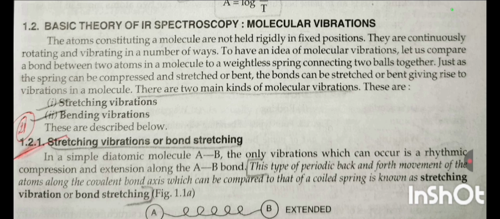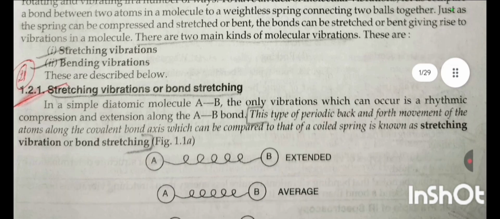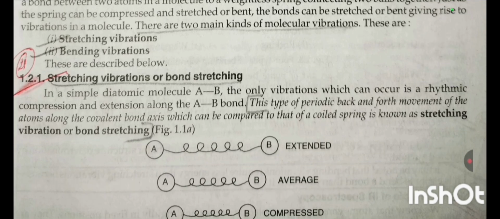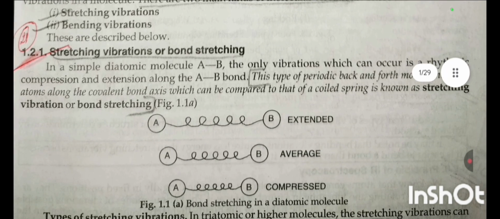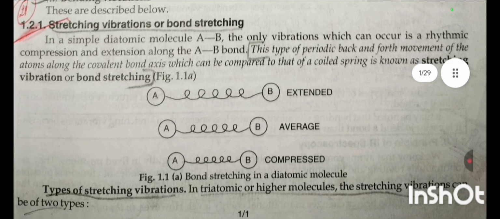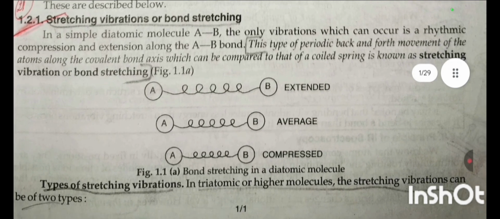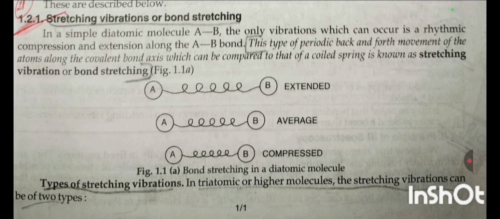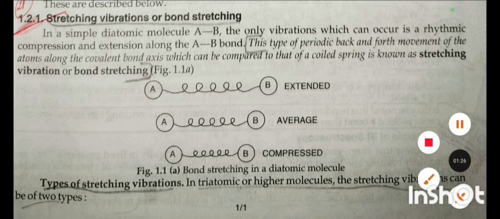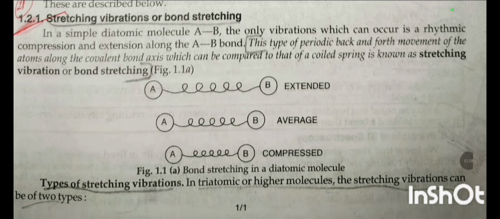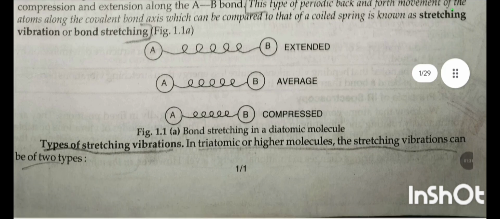There are two main kinds of molecular vibration. These are stretching vibration and bending vibration. First, stretching vibration or bond stretching. In a simple diatomic molecule AB, the only vibration which can occur is rhythmic compression or extension along the AB bond. This type of periodic back and forth movement of the atoms along the covalent bond axis, which can be compared to that of a coiled spring, is known as stretching vibration or bond stretching.